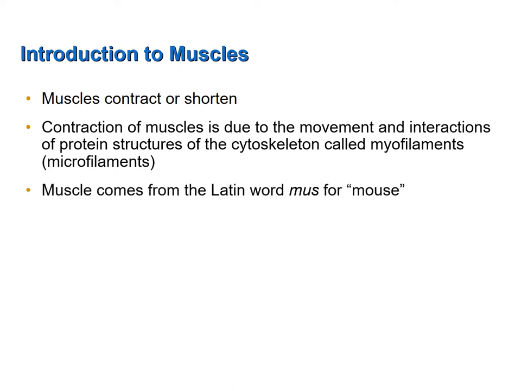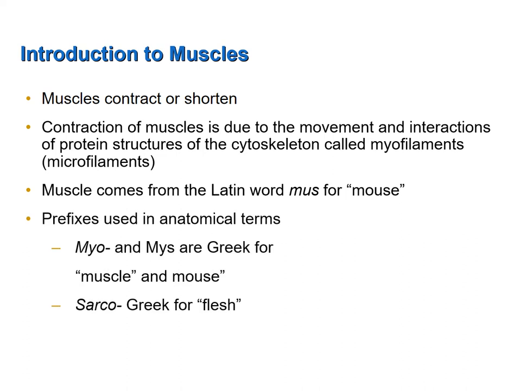The term muscle is derived from Latin. The Latin word mus means mouse. The gentleman who first termed the word muscle thought that a skeletal muscle below the skin sort of looked like a little mouse scurrying below the skin, and that's how we arrived at the term muscle.